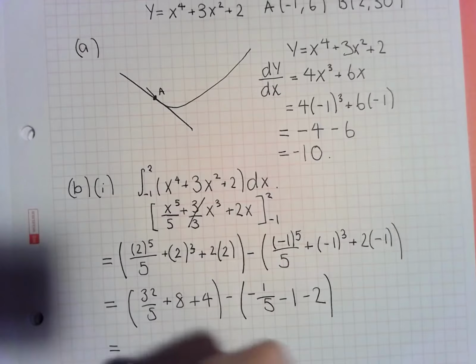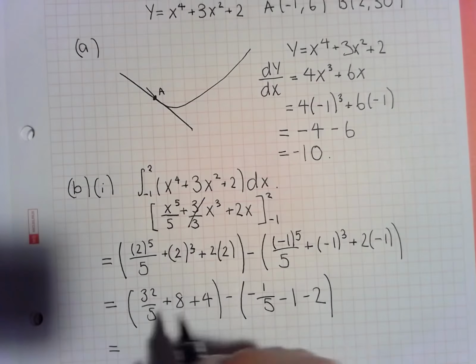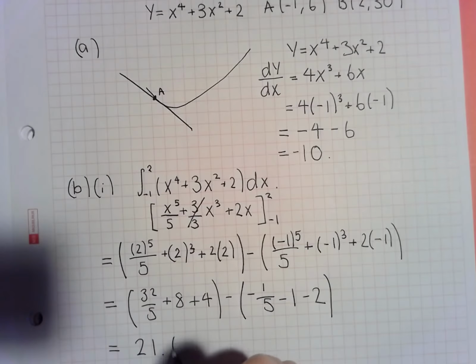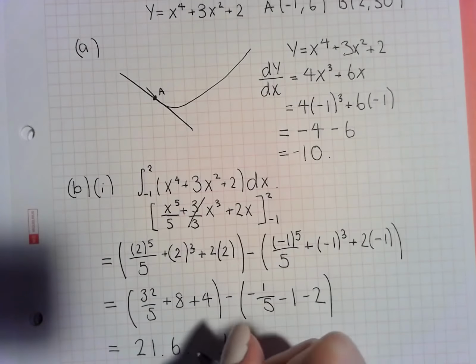And that all equals, if we times it all out and whatnot, that all actually comes to 21.6. Or you can put it in the form 108 over 5, because fractions are encouraged.